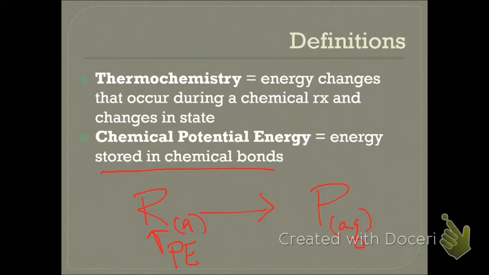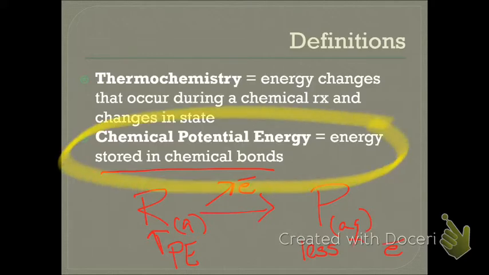When that energy is broken because there is a loss of energy, then your products will have less energy than your reactants because you don't need that much energy to produce your products. The potential energy in your reactants gets released in the equation and making the products. So make sure that you understand the definition of chemical potential energy also.